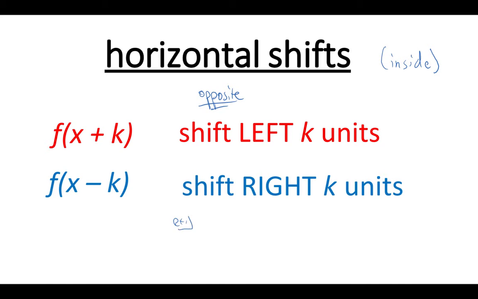So 2 quick examples. Let's say we have f of x equals the absolute value of x plus 4. So the parent function is the absolute value of x. That plus 4 is actually going to move it to the left 4 units.